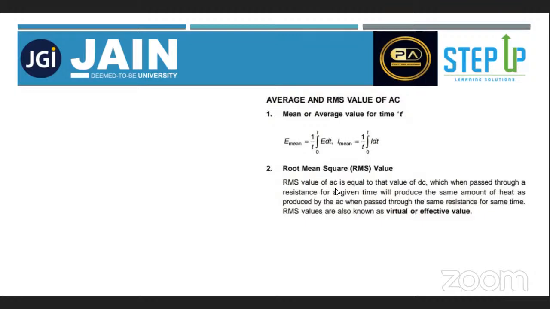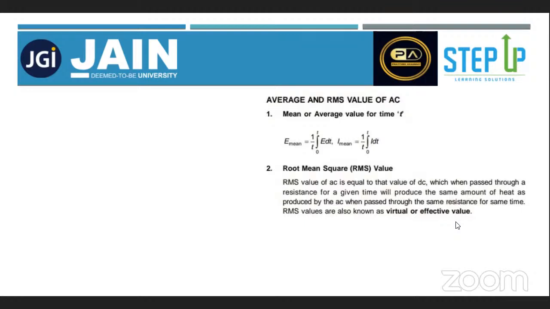RMS value of current is what? It is equal to the value of DC, which when passed through a resistance for a given time will produce the same amount of heat as produced by an AC when passed through the same resistance for the same time. RMS value is also known as virtual or effective value, or this is the value which we get in our home. Okay, this is basically that value which is supplied to our home.